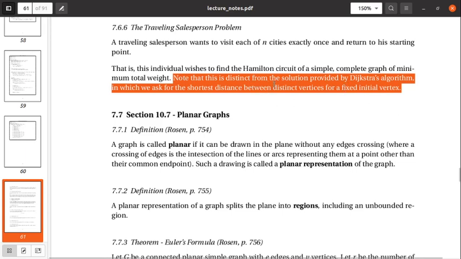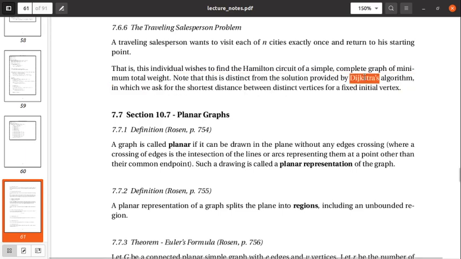Okay, so note that this is distinct from the solution provided by Dijkstra's algorithm, in which we ask for the shortest distance between distinct vertices for a fixed initial vertex. So in Dijkstra, we're not trying to end up back where we started. We start at A and we're trying to get to B, and we want to know the shortest way there.